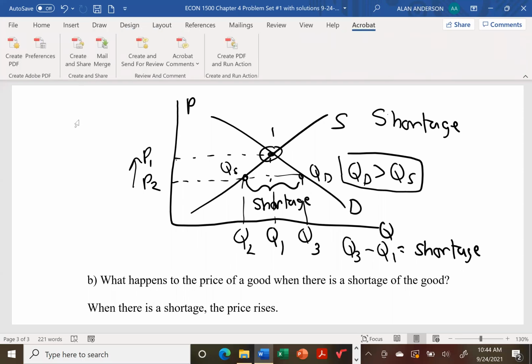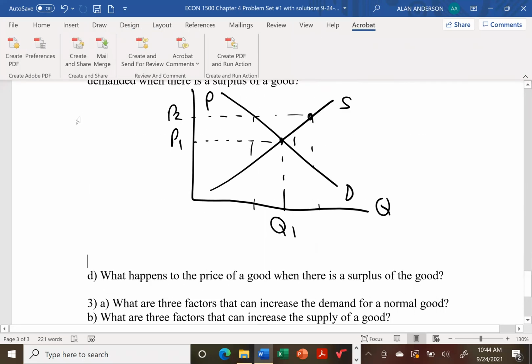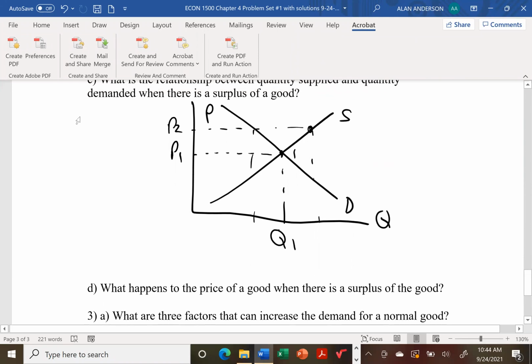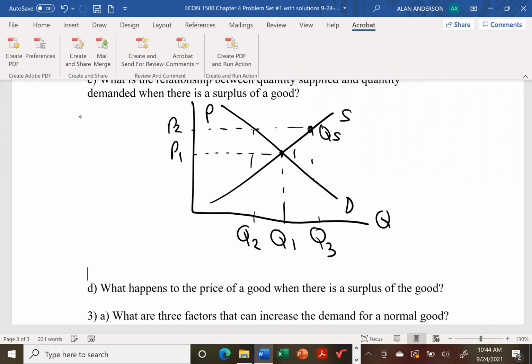All right, so we'll do the same thing down here. And so this will be Q2 and Q3. But keep in mind, this time Q3 is the quantity supplied, and this time Q2 is the quantity demanded. So because the supply curve is further to the right of the demand curve at this point, the quantity supplied exceeds the quantity demanded because people aren't willing to pay such a high price for this product.